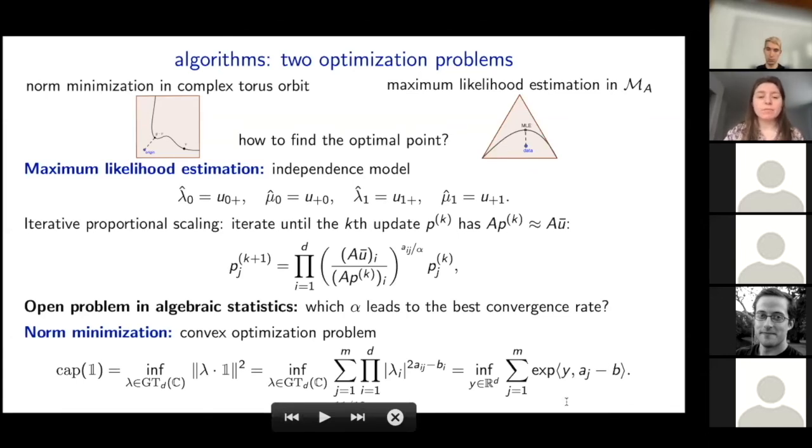Okay, so there are different algorithms used on different sides and maybe better understanding of each, or more specifically in this case, having a good understanding of this norm minimization problem could maybe tell us something about this iterative proportional scaling setting.